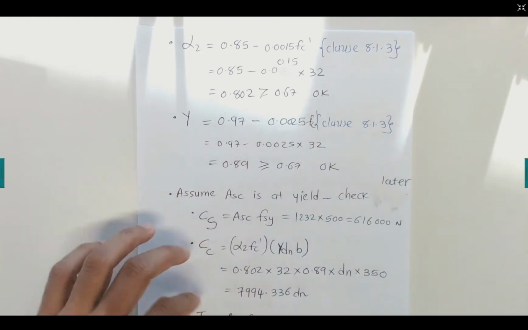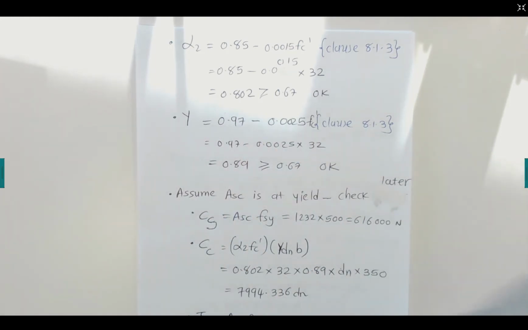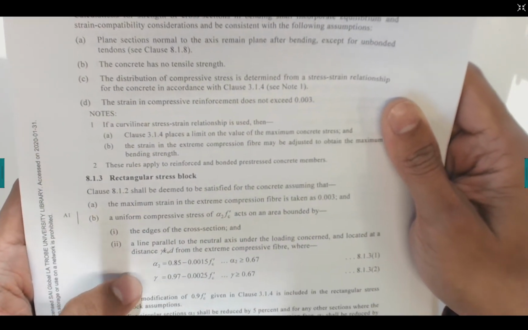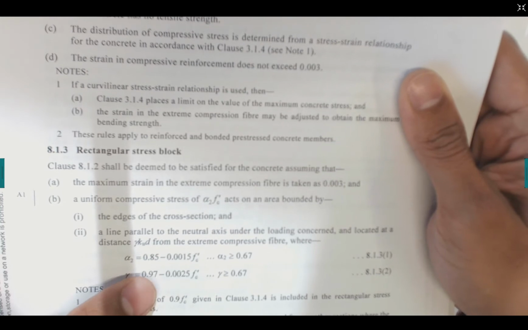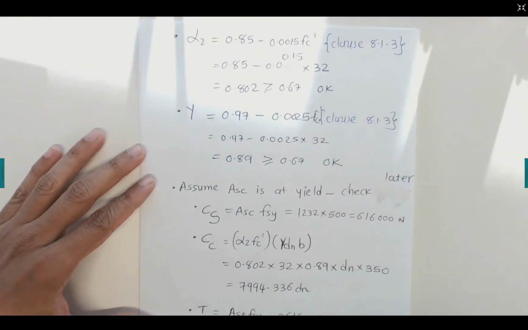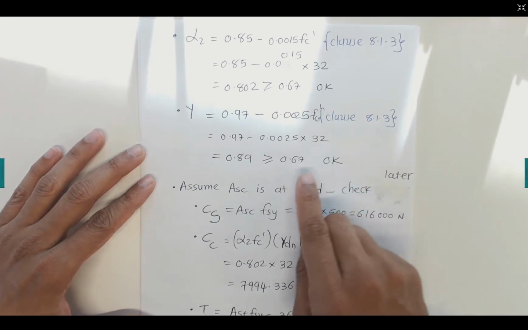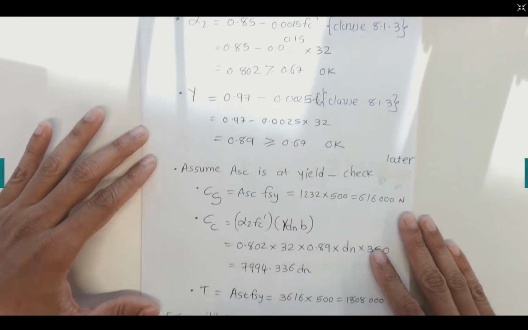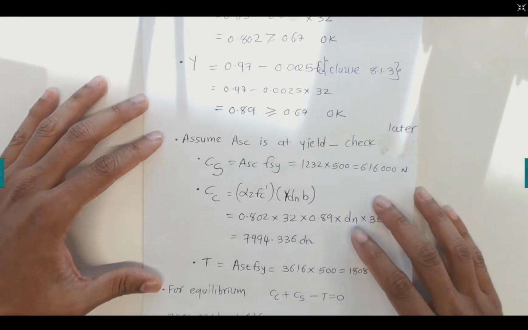The gamma value is also given on the same page. On page 110 of AS3600 we have a gamma value of 0.97 minus 0.025 f'c. Substituting the f'c value of 32 again, it gives us 0.89, which is greater than 0.67, so that is okay. Now the first step is to calculate the dn.